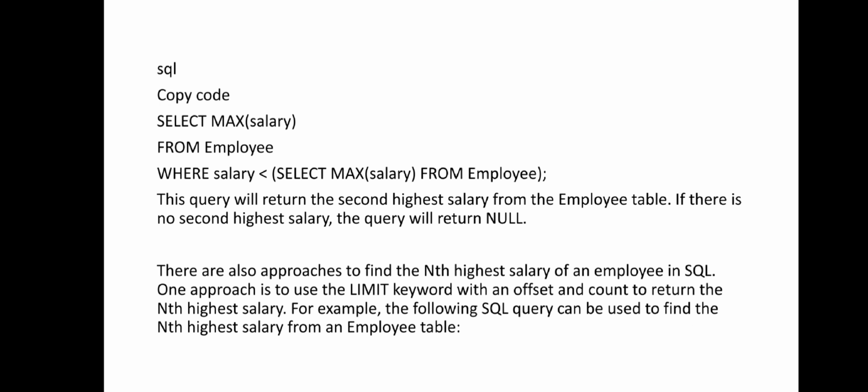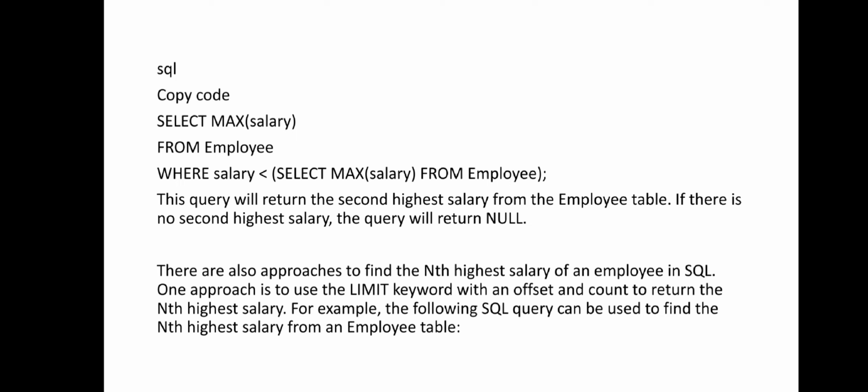This is SQL code: select max salary from employee, where salary is smaller than select max salary from employee. This query will return the second highest salary from employee table. If there is no second highest salary, the query will return null. There are also approaches to find the nth highest salary of an employee in SQL.